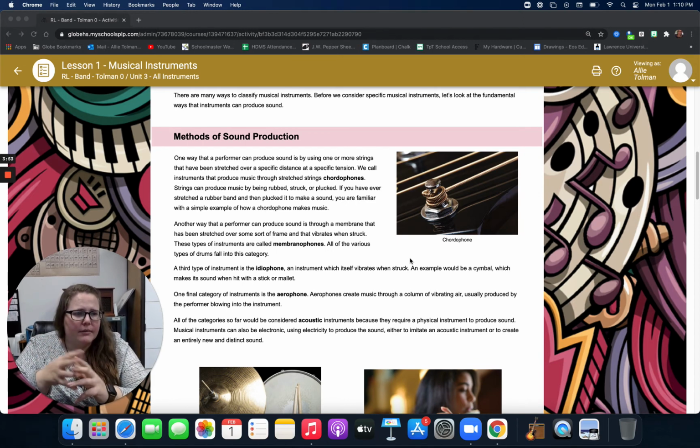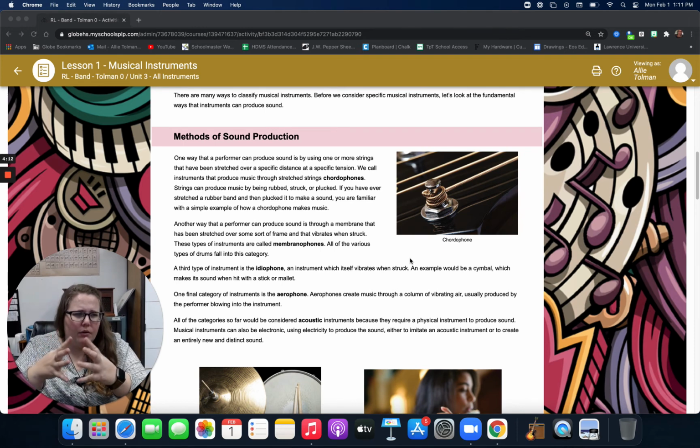The aerophone is another one. It creates music through a column of vibrating air, usually produced by a performer blowing into a wind instrument. You can change the length of the tubing either way, whether it's wind instruments or brass instruments. You change the size of the tubing by doing different fingerings.